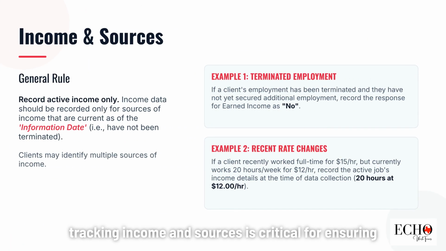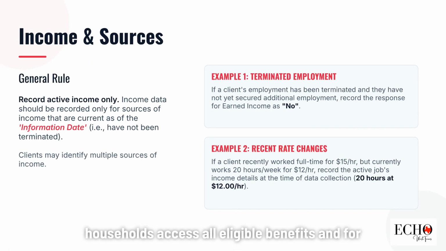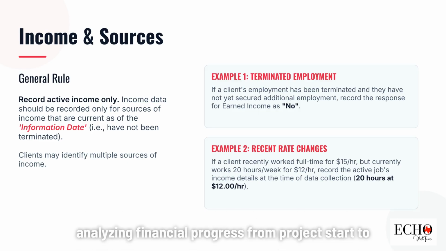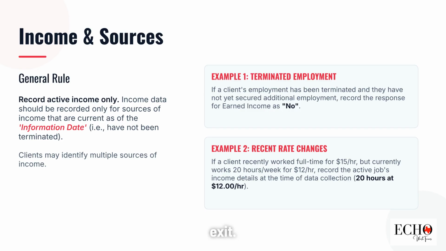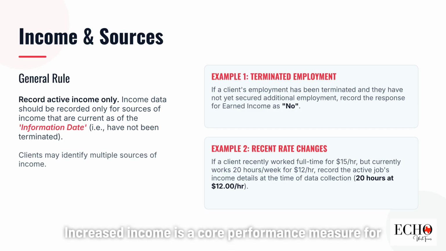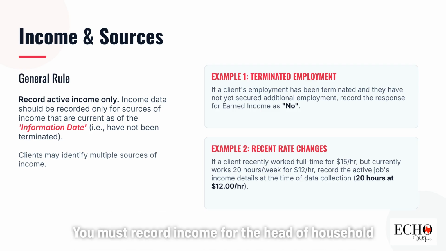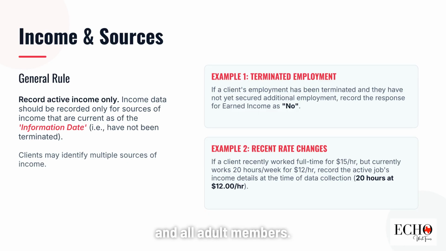Tracking income and sources is critical for ensuring households access all eligible benefits and for analyzing financial progress from project start to exit. Increased income is a core performance measure for most federal programs. By capturing this data throughout a client's stay, we can better design systems and partnerships to connect individuals with essential resources. You must record income for the head of household and all adult members.